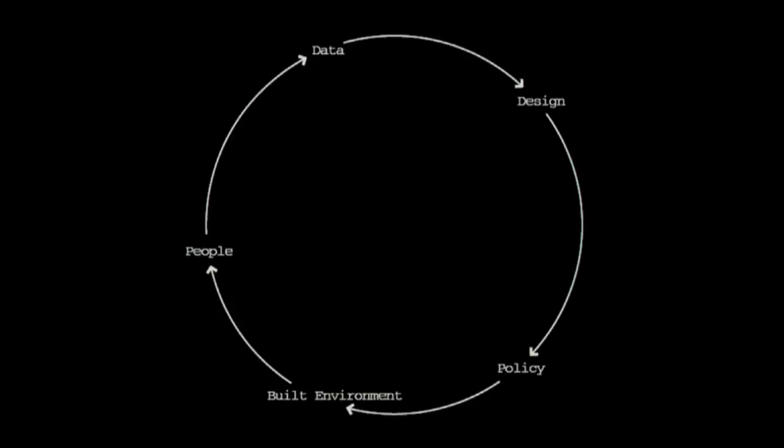So that's the political scope of the lab, that you can start anywhere on the circle. You can start with people who leave data trails. That data is designed, it has an effect on policy and the built environment, or you can start with data which is designed for policy reasons and has an effect on the built environment and on people.